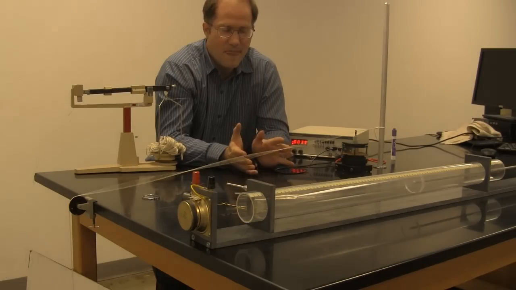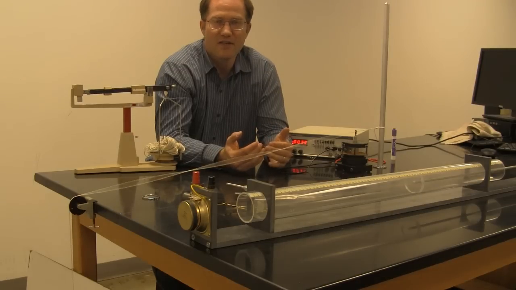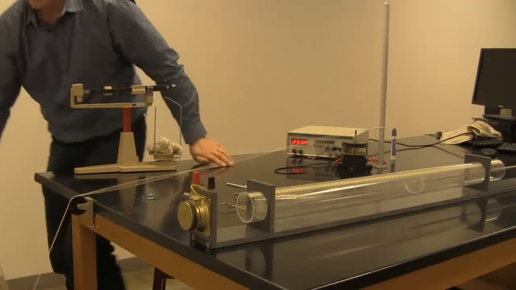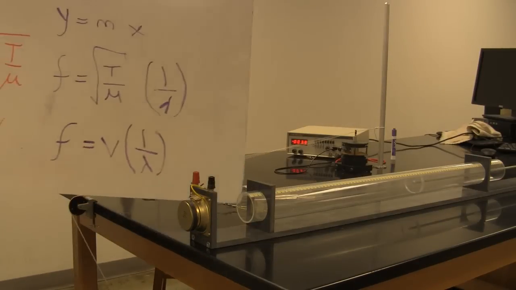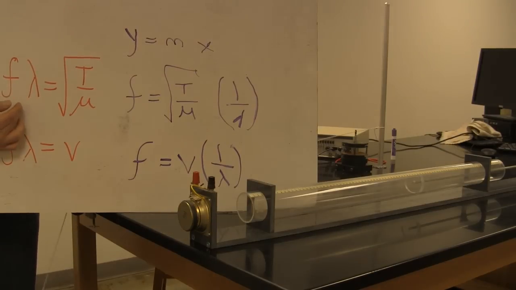So that's 2 methods that we use to verify these equations for frequency and wavelength. So we're looking at the relationship between frequency and wavelength using two different experimental methods.